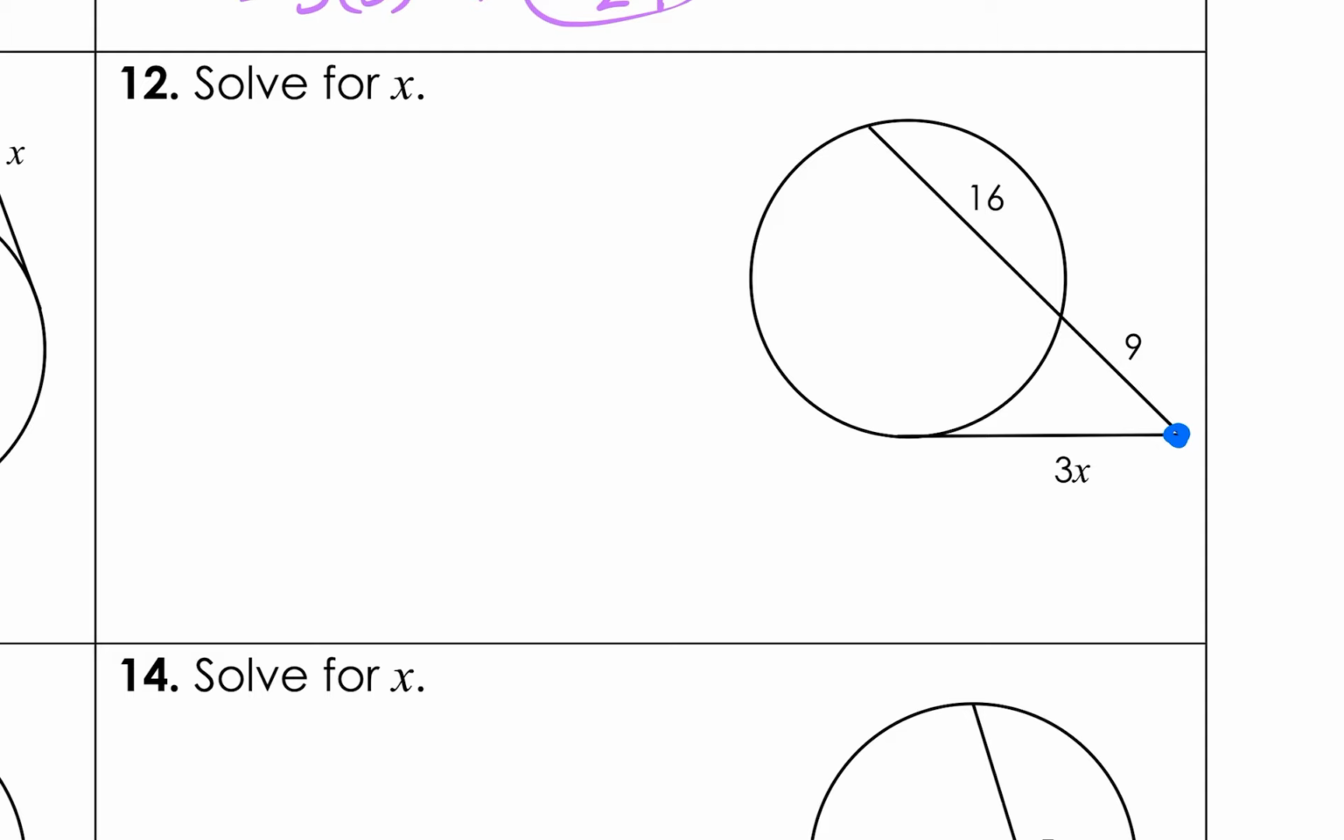Okay, number 12. Again, the intersection is happening outside of the circle. We've got a tangent line and a secant line. So again, you're going to square the tangent line and set it equal to the outside part of the secant line times the entire secant line.